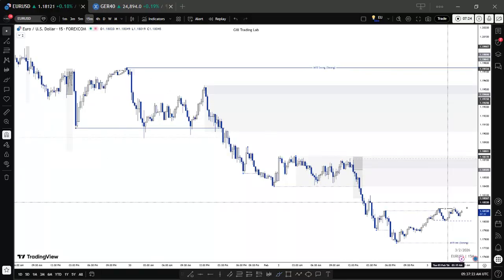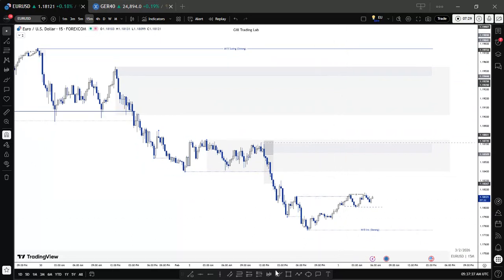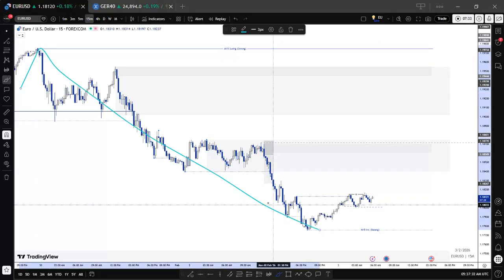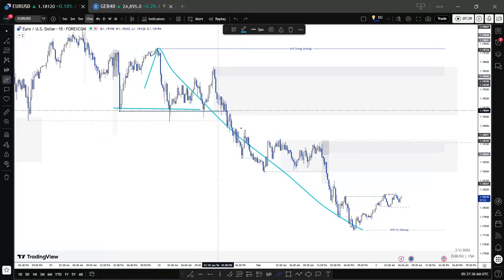So on the M15 time frame, my swing structure is bearish. This is my swing structure. Let me show you from here. This was the low that was broken. Then we confirm the bearish swing BOS.